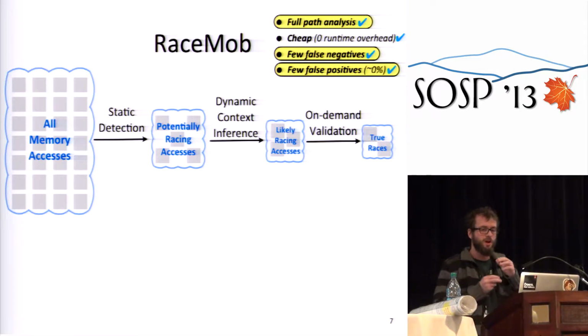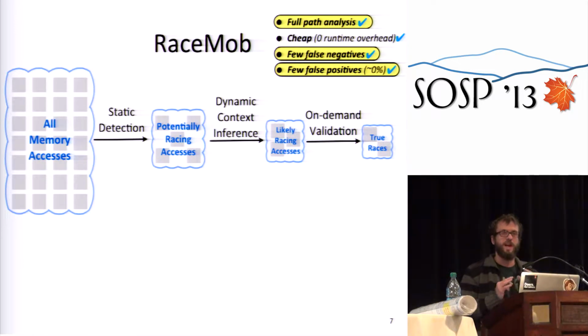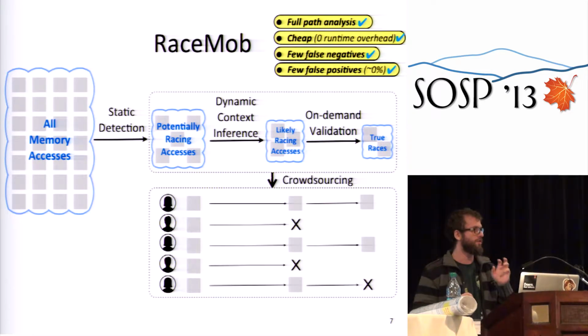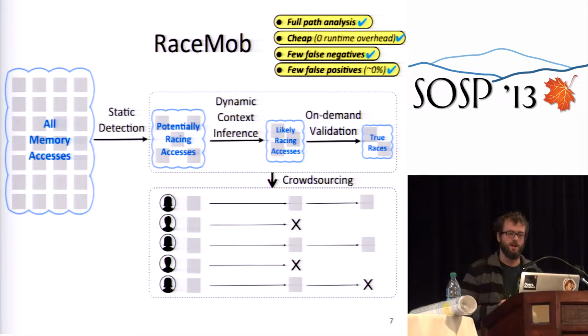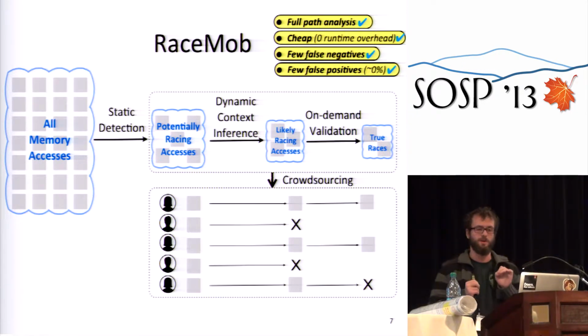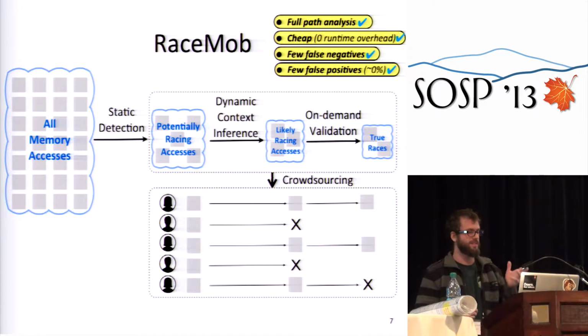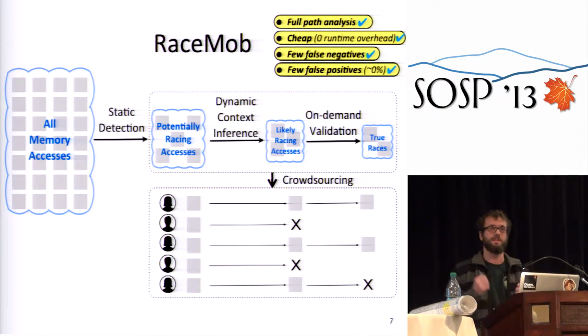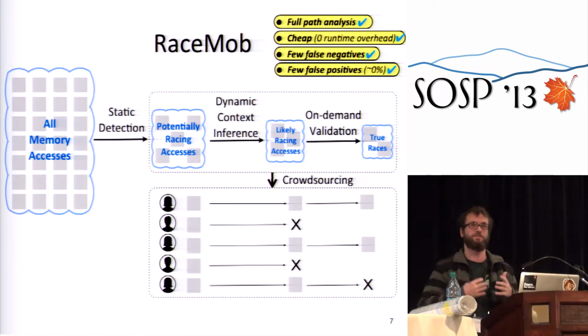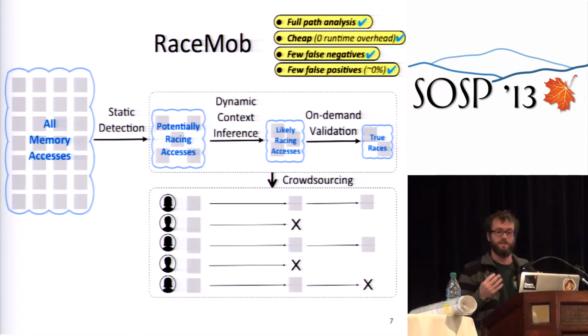Therefore, RaceMob crowdsources the last two stages by asking users of a program to perform dynamic context inference and on-demand validation for a single race at a time. This allows RaceMob to detect races with low per-user overhead. Another advantage of crowdsourcing the stages is that RaceMob discovers data races that impact real users, and therefore the developers can prioritize their fixing efforts around the data race bugs that affect real users.